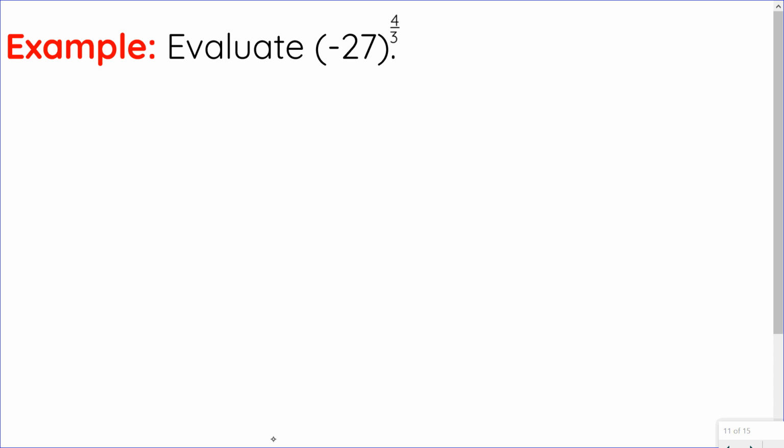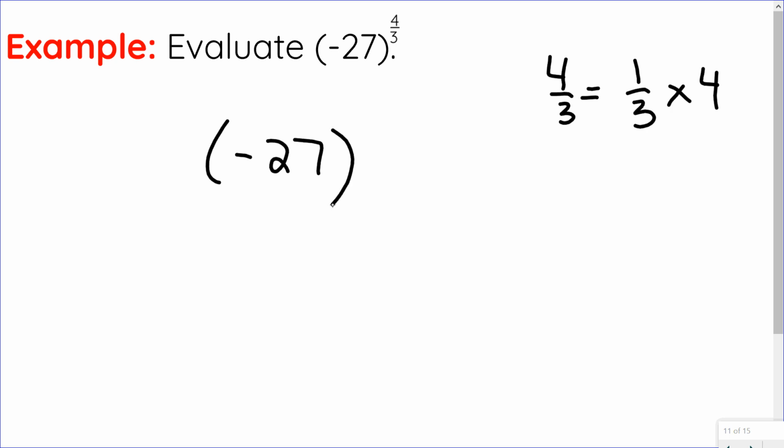Negative 27 to the 4/3. Okay, so again, I know that I can write 4/3 as 1/3 times by 4. So negative 27 to the 1/3, and I'm going to raise that to the exponent of 4. So I'm actually going to shift around my brackets. I'm going to do this. So negative 27 to the 1/3, and then I'm going to raise that to the exponent of 4.